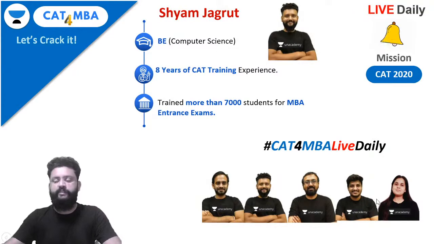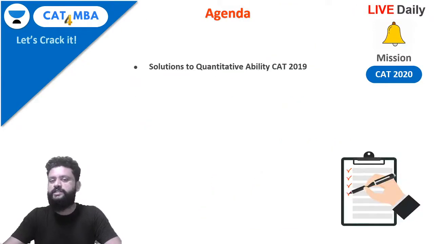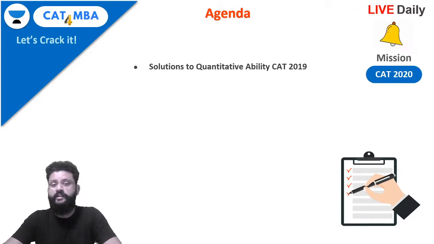Before we start, let me quickly introduce myself. My name is Shyam Jagrut. I have been training students for the last 8 years for CAT and other MBA entrance exams. I have trained more than 7,000 students for MBA entrance exams, and I teach quantitative ability, logical reasoning, and data interpretation. So the agenda for today's session is to complete the remaining half, that is 17 questions of quantitative ability, slot 2 CAT 2019.